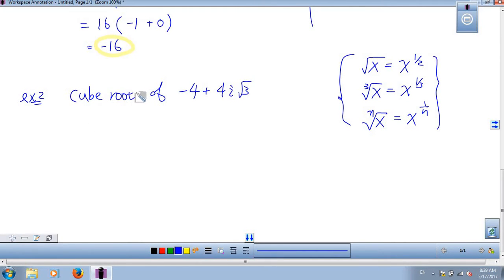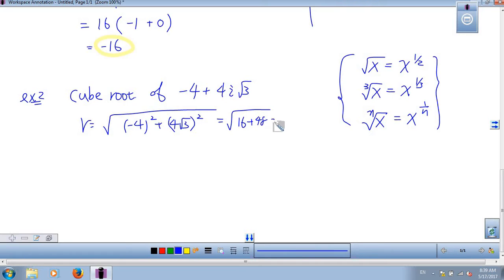So we want to find the cube root of -4 plus 4 square root 3 i. So let's go ahead and find r and theta first. Let's find the modulus. So it's the square root of -4 squared plus 4 square root 3 squared. Now remember, it's hard to find roots using rectangular form, so we want to use De Moivre's Theorem to help us. So this is the square root of 16 plus 16 times 3, which is 48. So it's the square root of 64, and that will give us 8. So the modulus is 8.